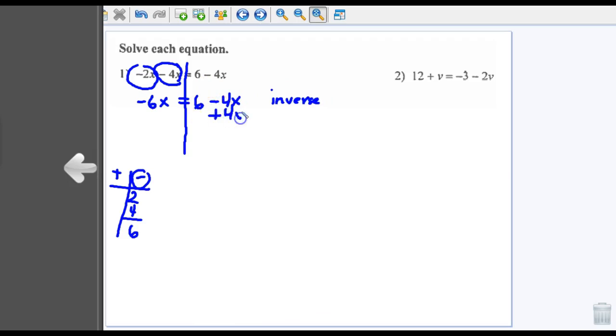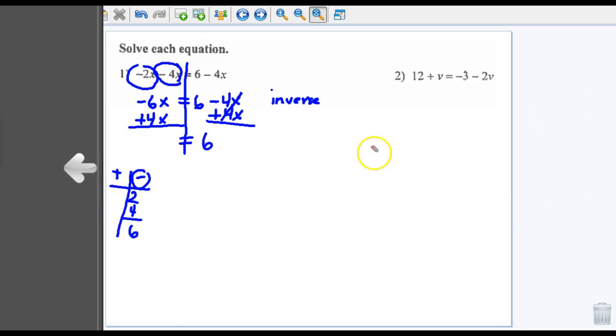And this time I'm moving the one that is attached to the variable because I want all my variables on one side. So I'm going to go ahead and add 4x to this side. This becomes 0, right? So I'm going to bring down what I'm left with, 6. And I have a positive and a negative. And this time I have a positive and a negative.